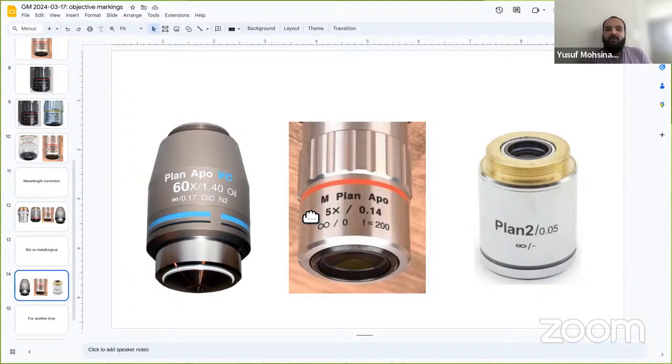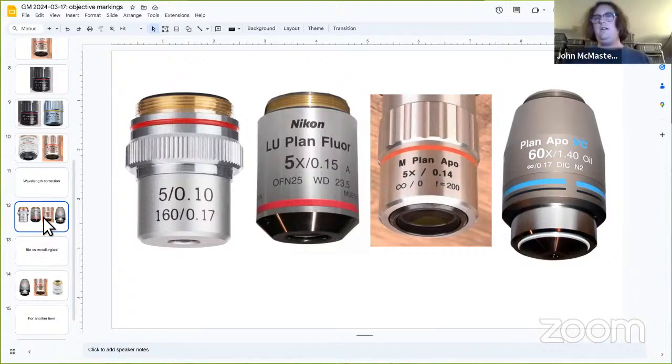There are a couple of words on those objectives like plan and M and APO. What do those mean? Because they seem to appear all the time in objectives. Sure, yeah. So plan is going back to the wavelength correction: how nice of a correction is this? You notice the one on the left, for example, doesn't say plan. I'm a little bit rusty on the terminology, but I think a non-plan objective basically means an achromatic objective.